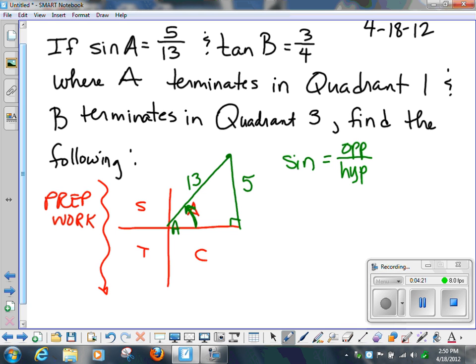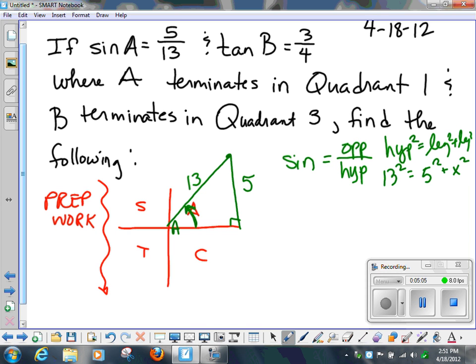Folks, how can I find that third side? The Pythagorean theorem. Does anybody recognize something about these numbers? 5, blank, 13? It's a triple. What is it? If you didn't know, how would you figure it out? Pythagorean theorem, right? Okay, you ought to know these. Here we go. My hypotenuse is 13. The leg is 5. We have to find the other leg, correct?